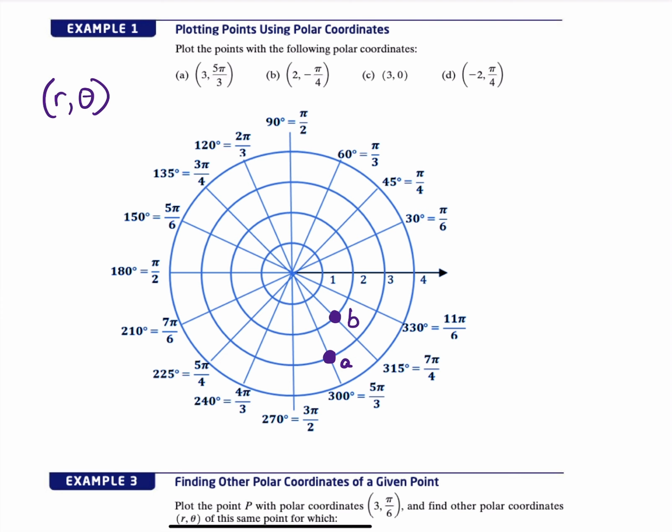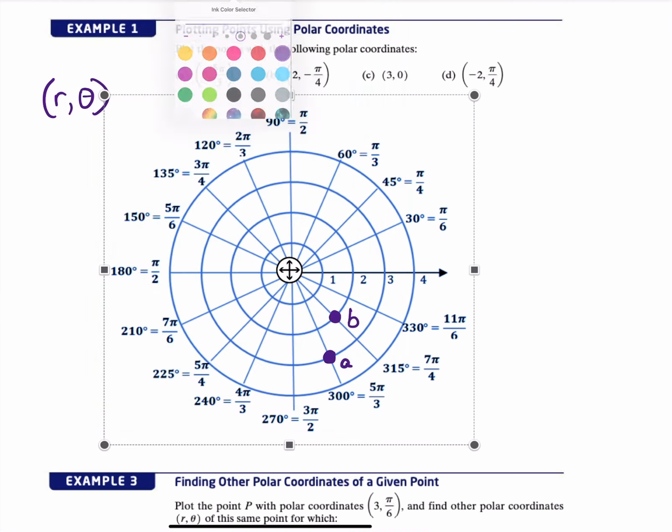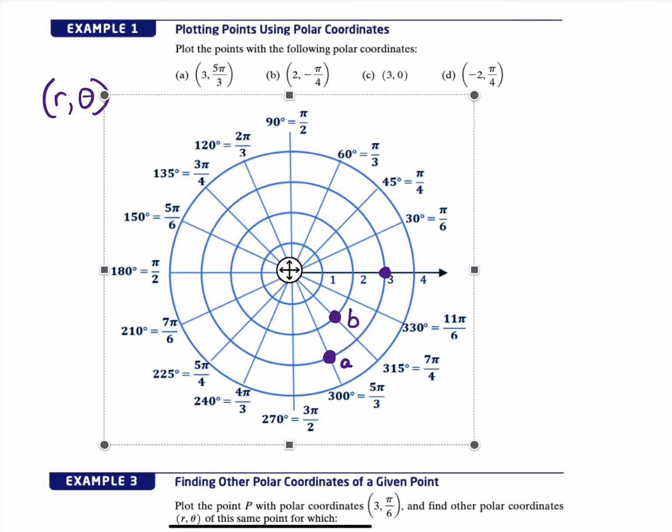Okay, part C has the point (3, 0). So in the same way, we can imagine going out to the circle of radius 3, and then an angle of 0. Well, the angle of 0 is just here on the polar axis. So our point will exist right here.